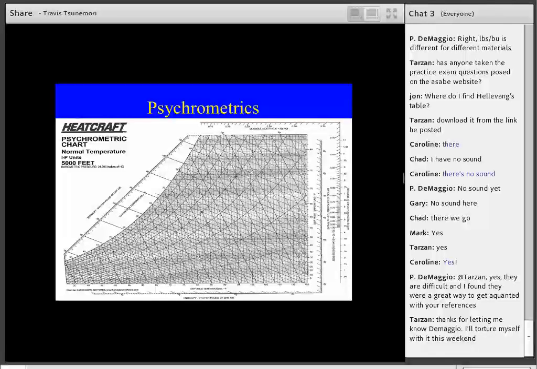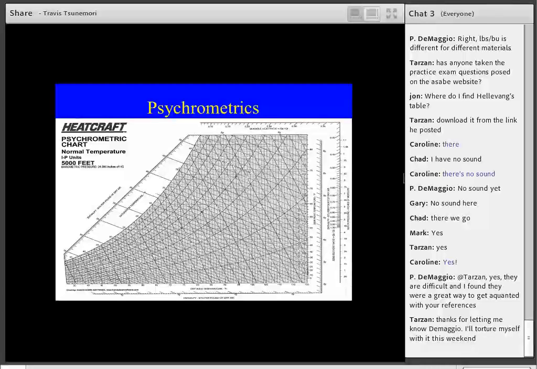On the left-hand side, we have enthalpy. In this case, it's English units, BTUs per pound of dry air. And that goes at an angle. You can read it from the lower left: 15, 20, 25, 30, 35, 40. This is BTUs per pound of dry air. So this is actually a form of enthalpy, or essentially energy in the air.